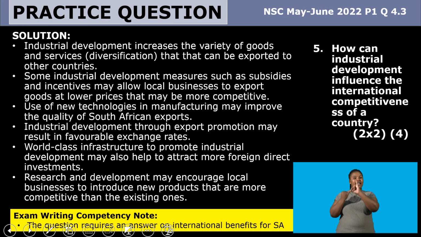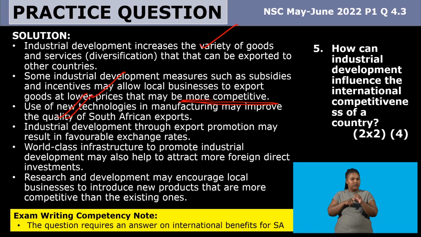Industrial development increases the variety of goods and services, that is diversification, that can be exported to other countries. Some industrial development measures, such as subsidies and incentives, may allow local businesses to export goods at lower prices that may be more competitive. The use of new technologies in manufacturing may improve the quality of South African exports.